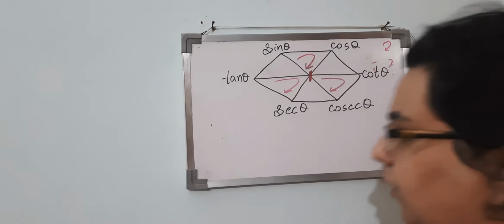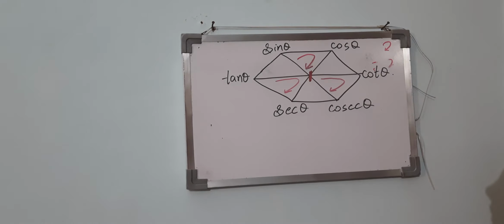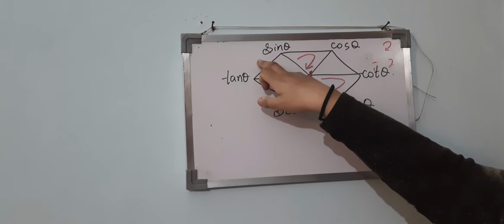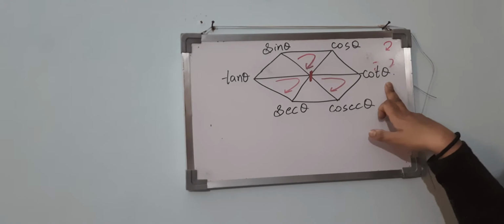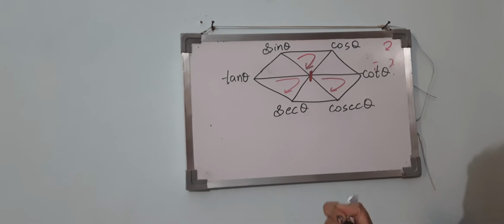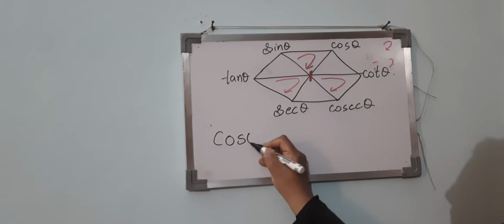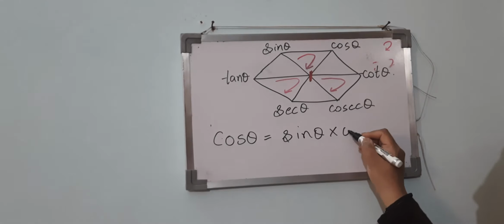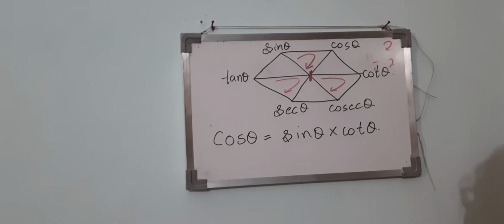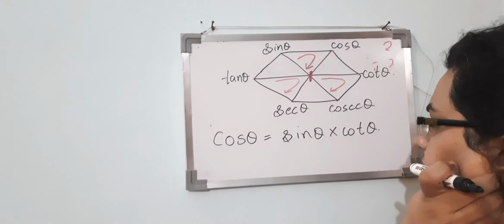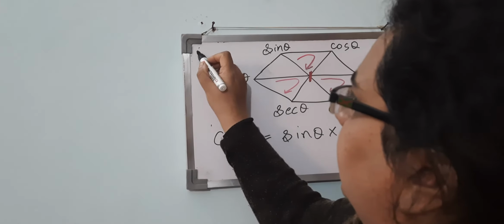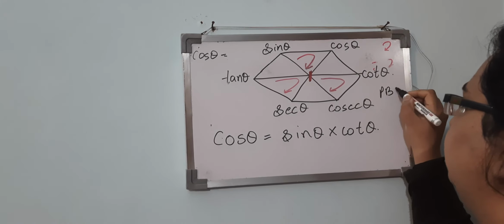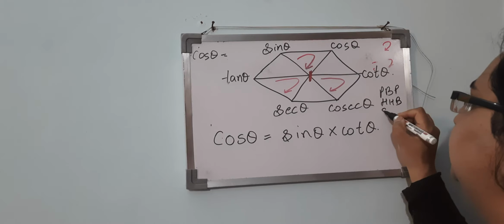Now see one more thing. If you take sin theta and cot theta, you will get cos theta. Cos theta equals sin theta into cot theta. Okay? If you want to prove it, you can also prove it. What is cos theta?